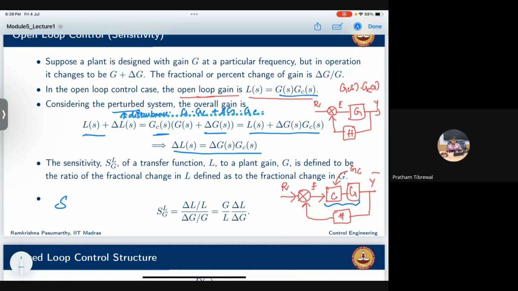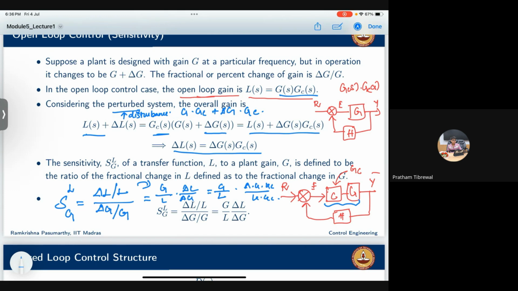Right. Sensitivity of the system with respect to its loop gain. That's how we define S_GL: it will be equal to the change in loop gain divided by loop gain, divided by the change in the system transfer function divided by the original system transfer function. So if you write this, you will get G by L into delta L by delta G. Rewriting this where L is G into GC, it is delta G into GC divided by G into GC, right?